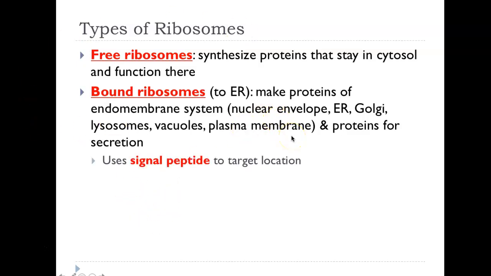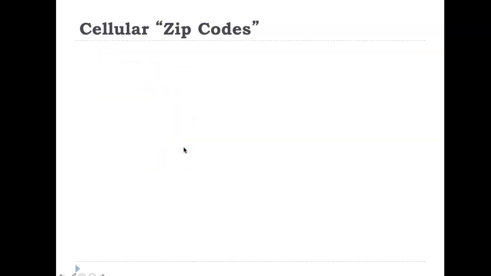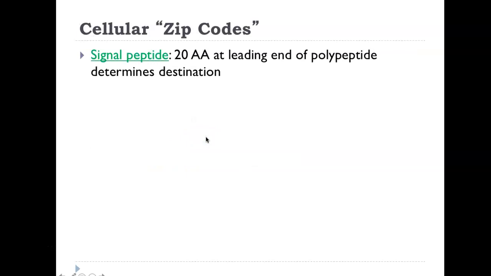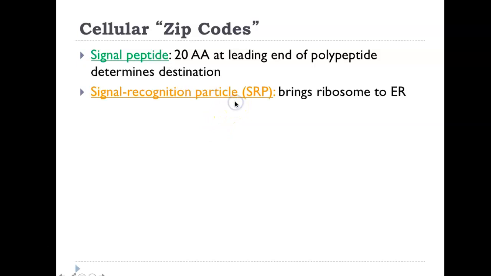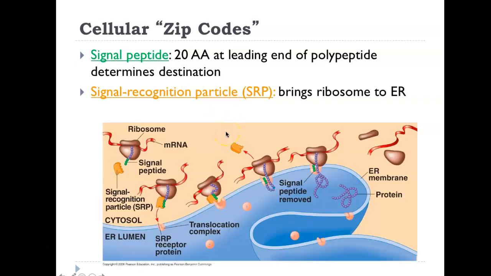Bound ribosomes, as they're packaging and processing proteins, are going to use something called a signal peptide. A signal peptide is added to the proteins that are going to be exported from the cell. So what you can think of a signal peptide as is like a zip code. So pause if you still need to write, because I'm going to click. A signal peptide is like a zip code. It's 20 amino acids long at the leading end of a polypeptide that's supposed to be exported from the cell. And it's like a zip code.